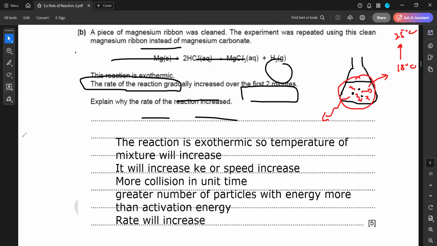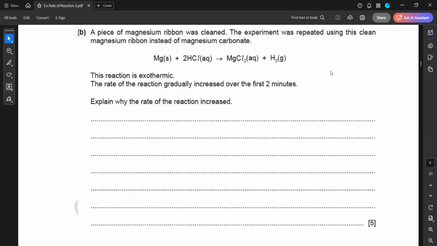Sir, can you repeat this question? Look, in this question, what is happening? Magnesium is reacting with hydrochloric acid. So magnesium is a solid. Let's say this dot is representing magnesium, and hydrochloric acid is aqueous. Aqueous means it is dissolved in water. So when magnesium combines with hydrochloric acid, the reaction is exothermic.